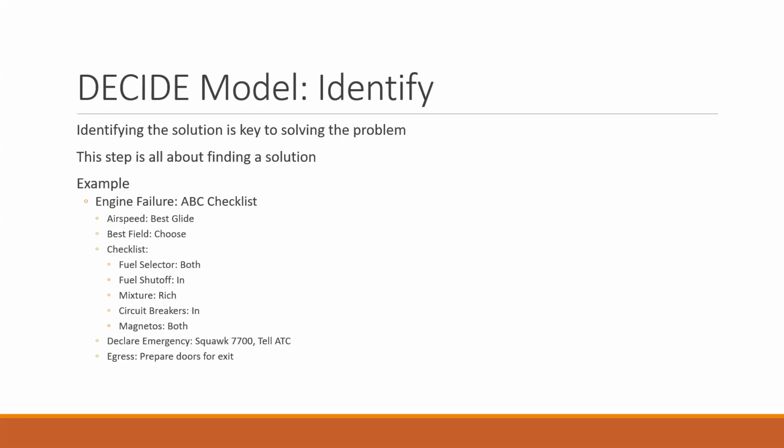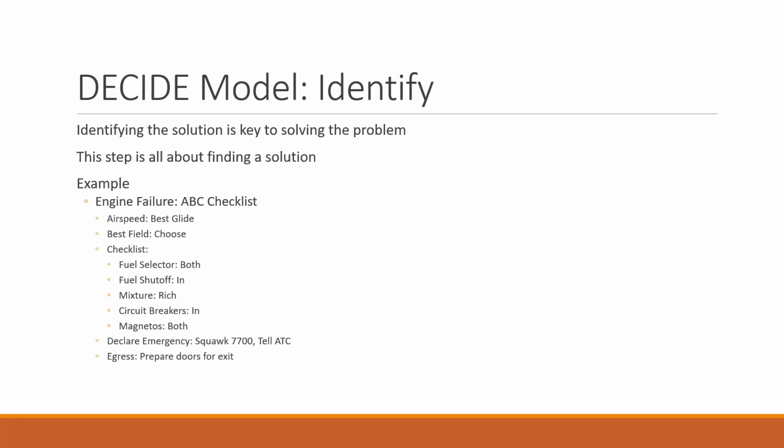So your fuel selector, make sure it's on both. It's not just in one tank or the other. Make sure your fuel shutoff is in, your mixture is rich. Make sure your circuit breakers are in, and make sure that your magnetos are on both. And then if none of those work, then you declare an emergency, and then you prep the doors for an exit. And so identifying is all about finding the solution to the problem.